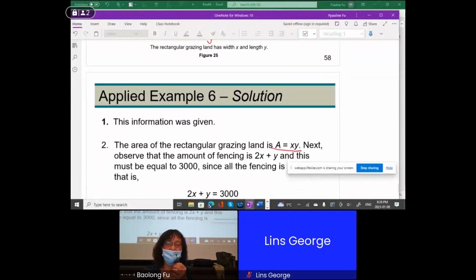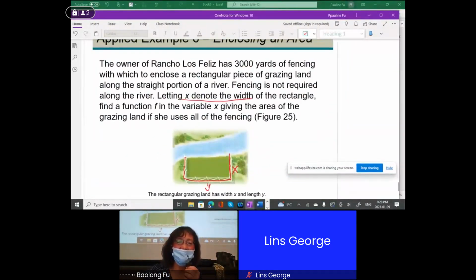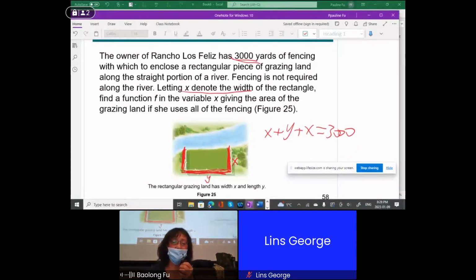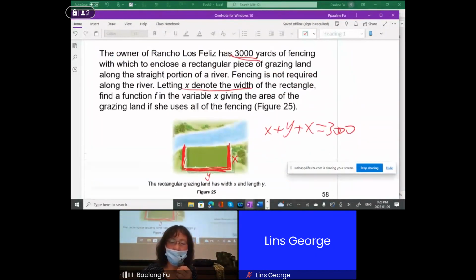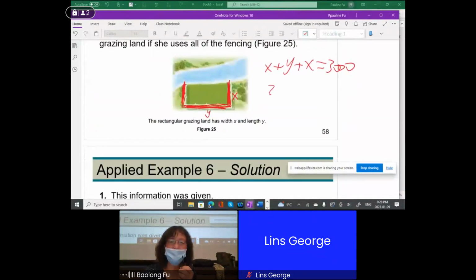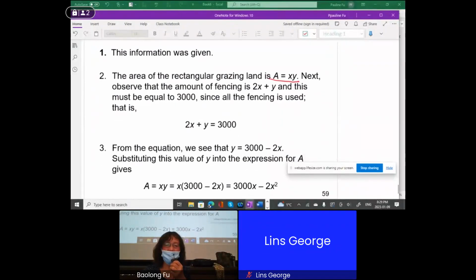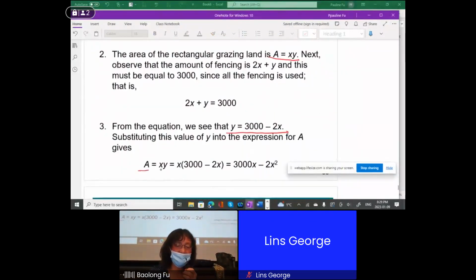And then the fencing, you have 3,000. So this plus this equals 3,000. So x plus y plus x must equal 3,000. Do you see that? It is given here, 3,000. And this is the same as 2x plus y equals 3,000. And then we solve for y. y is 3,000 minus 2x. So the area is x times y, which is x times (3,000 minus 2x). So this is the area.